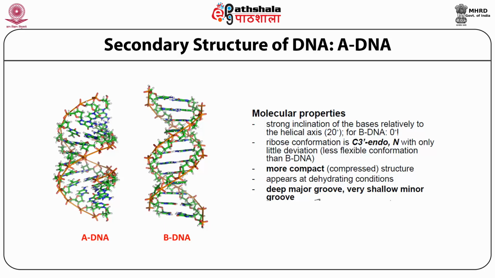As you can see, this has a really compact structure, and the major groove becomes very deep. However, the minor groove orientation changes and the minor groove becomes very shallow. Since it is very compact, the diameter of A-DNA also increases compared to B-DNA, but the pitch length, as we see from that cartoon, actually decreases.